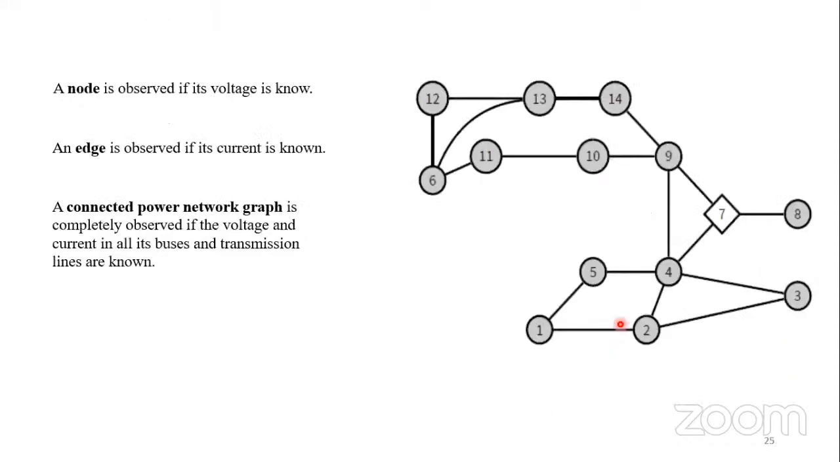Okay, I have given some important points here: a node is observed if its voltage is known. Node means we are talking about bus number one, so this is termed as node one, node two, node three, similarly till 14 nodes. And an edge is observed if its current is known. So for edges, what will the PMU do? The PMU will observe the voltage magnitude and phase angle of the particular bus, as well as the connecting buses, and the branch current of the buses.